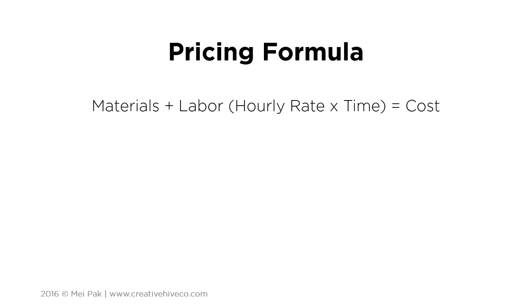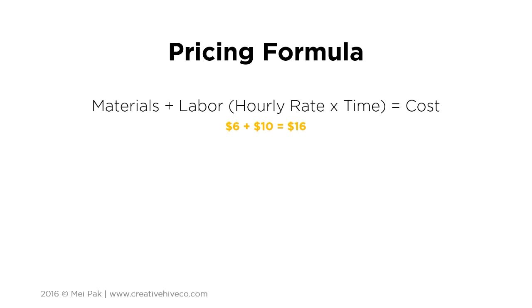So for each item you make, you need to time yourself making it. And if your hourly rate is, say, $20 and you spent half an hour making your product, then the labor cost is $10, which is $20 divided by 2, because there are 2 half hours in an hour. So you'll add it all up. You've got $6 of materials and $10 of labor. Your cost is $16.